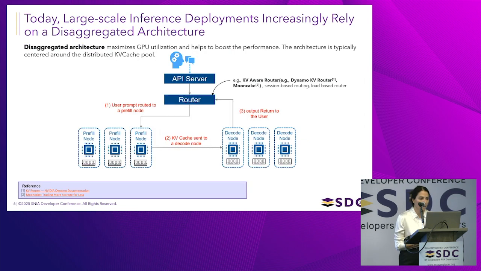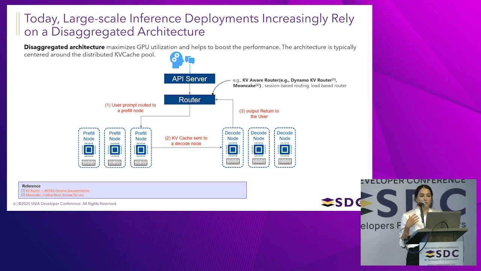So if you look at today's large-scale inference deployments, we see these deployments rely on disaggregated architecture. The primary reason is that you have different bottlenecks between prefill and decode. By separating these two stages, you can improve the GPU utilization, and you can optimize the two stages separately. So today, what you're going to see is a dedicated pool of GPUs or nodes for prefill and similarly for decode.